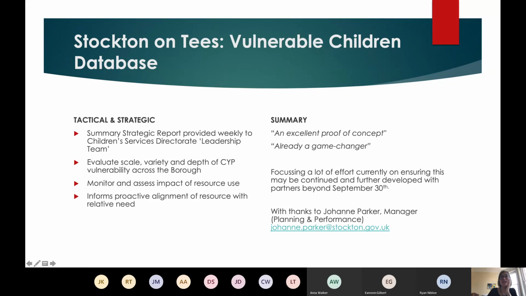It's also looked at a strategic level, so there's a weekly report to the Children's Services Leadership Team, and they look at how vulnerability is stacking up and varying across the borough and how resources are being allocated. They're very excited with what they've managed to achieve already, and very focused on how they may be able to retain it beyond the 30th of September, when the regs, of course, may tighten up data sharing requirements. That information was provided by Joanne Parker. Her contact details are there, and she's very keen to link up with others who are working on similar things.